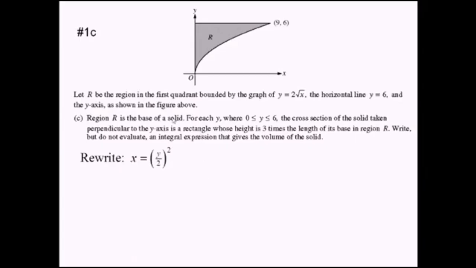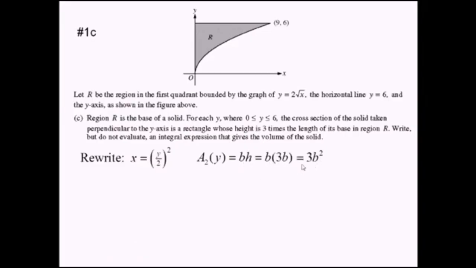Since my cross sections are rectangles, I'm going to start with A of y equals base times height. But now I don't want to have this height sticking around. I want to express everything in terms of the base, because the base is dependent on this y function that I just wrote here. So they told me that my height was 3 times the length of the base. So this is just b times 3b, which is 3b squared.